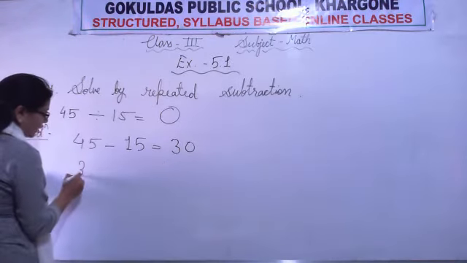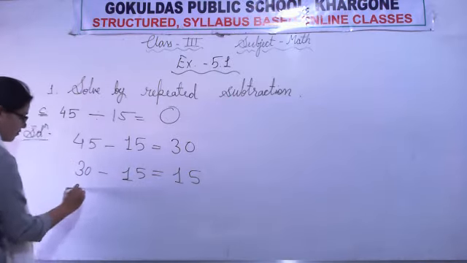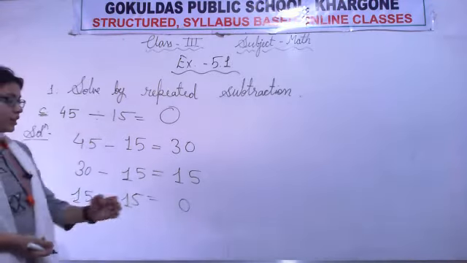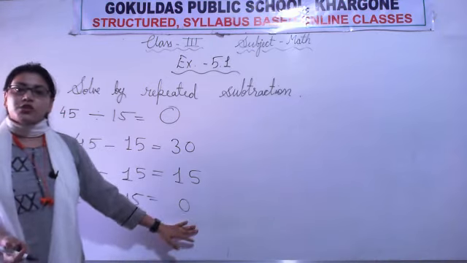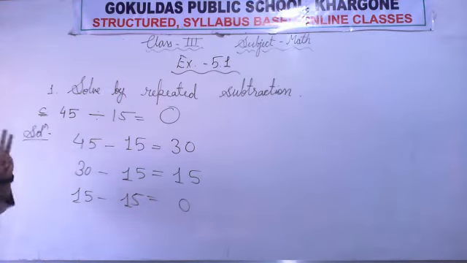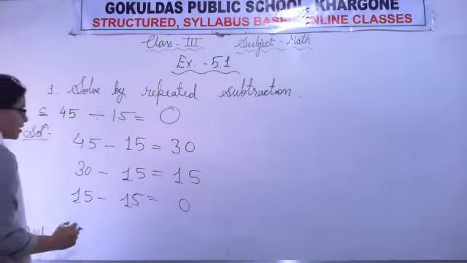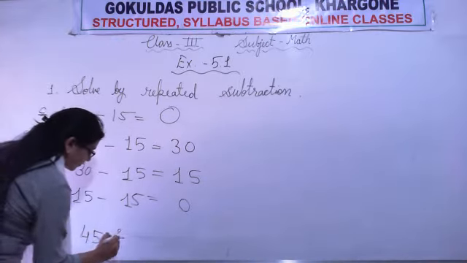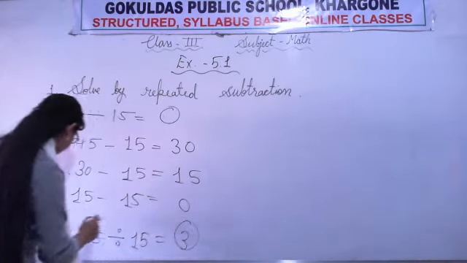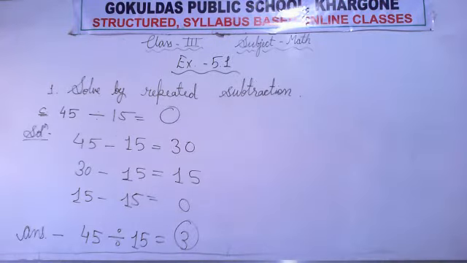Now 30 minus 15. 30 minus 15 is 15. Now 15 minus 15 is 0. We got the answer 0. So here we will stop the subtraction. How many times have we subtracted? 1, 2 and 3. 3 times we have subtracted, which means 3 is our answer. So let's write the answer. The answer is 45 divided by 15 is equal to 3. Write down, students.